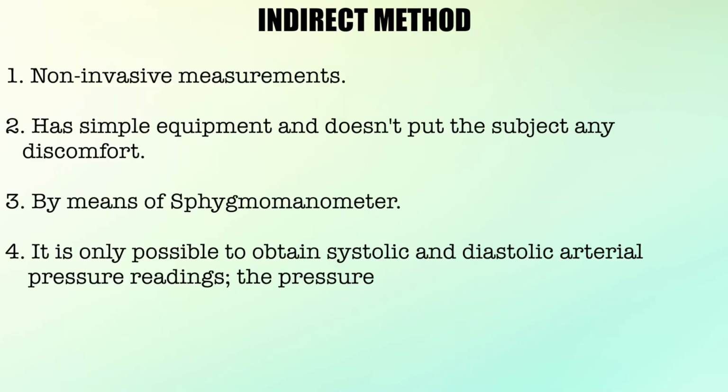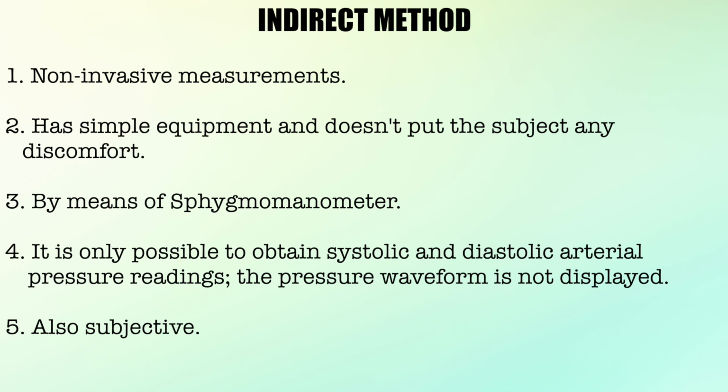Indirect methods are non-invasive measurements. The indirect method has simple equipment and does not put the subject through any discomfort. Blood pressure is measured by means of a sphygmomanometer. With the indirect method, it is only possible to obtain systolic and diastolic arterial pressure readings. The pressure waveform is not displayed. The indirect method is also subjective.